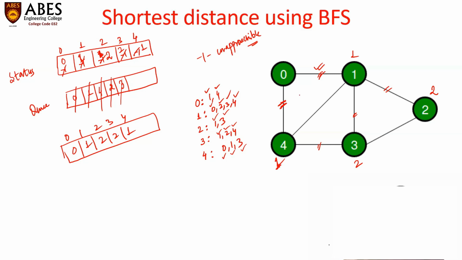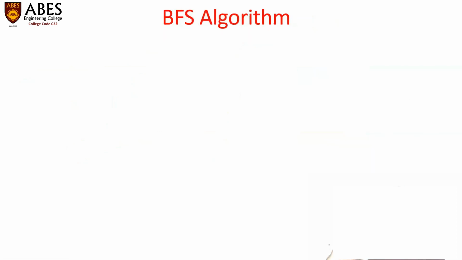So this way we can find the shortest path between the defined source and the other vertices in the graph using the BFS method. Let's try to write the algorithm for the same. Since we already have an idea about how to write the BFS, this is going to be very simple for us to write. So BFS, shortest distance. This is the name of the algorithm that we're going to write.